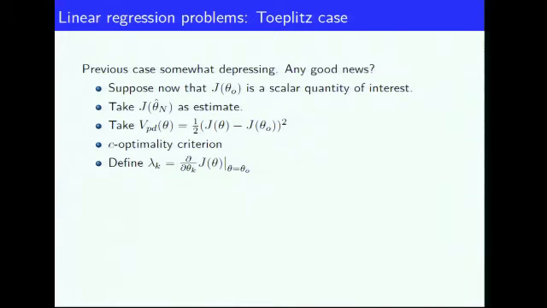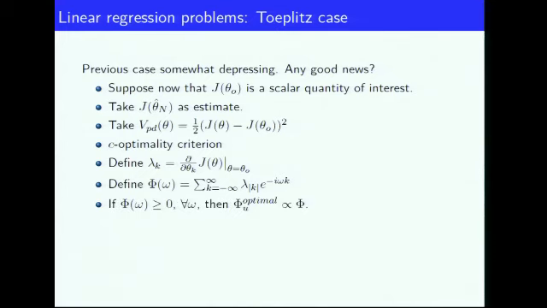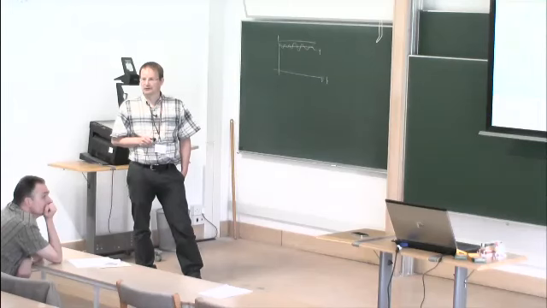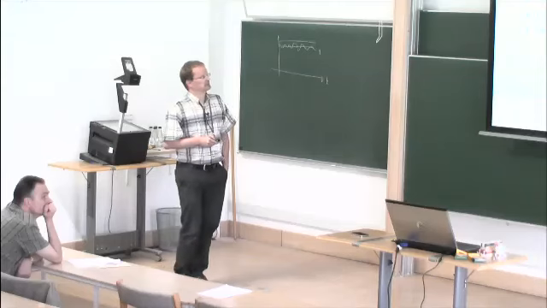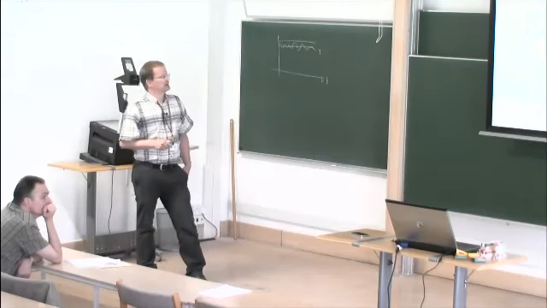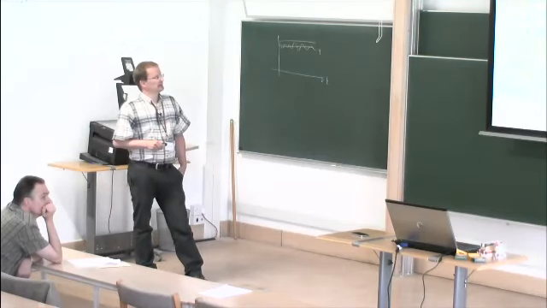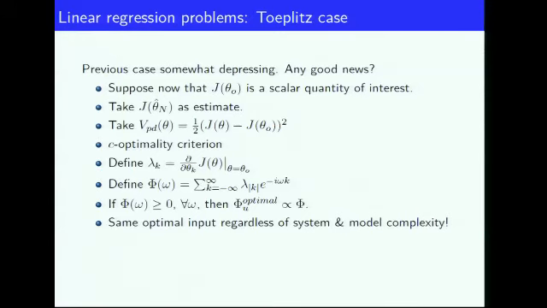And now if I define the lambda k here to be the partial derivatives of my function of interest with respect to the model parameters, and define the Fourier transform of these partial derivatives, and it turns out that this is positive, then I can show that the optimal input from an experiment design point of view is proportional to this function. So it might seem like an odd result, but in fact this is very useful in some cases. And what it shows is that the same input is optimal regardless of the system and model complexity, because that doesn't appear anywhere here.